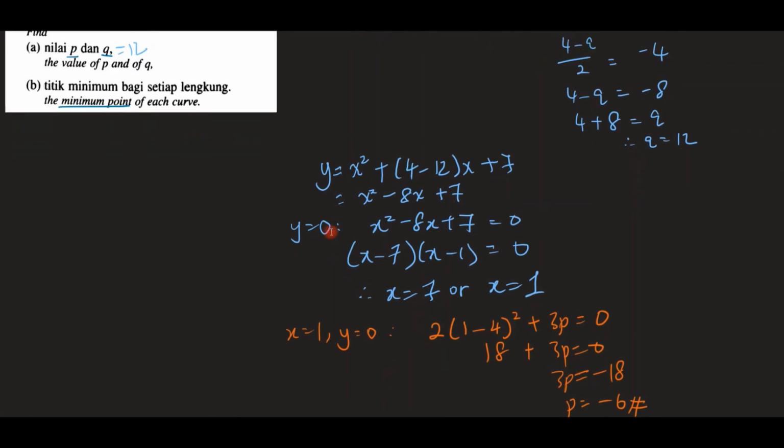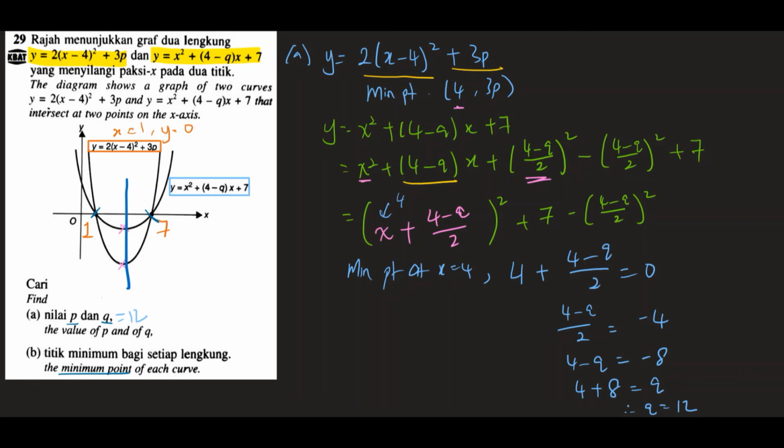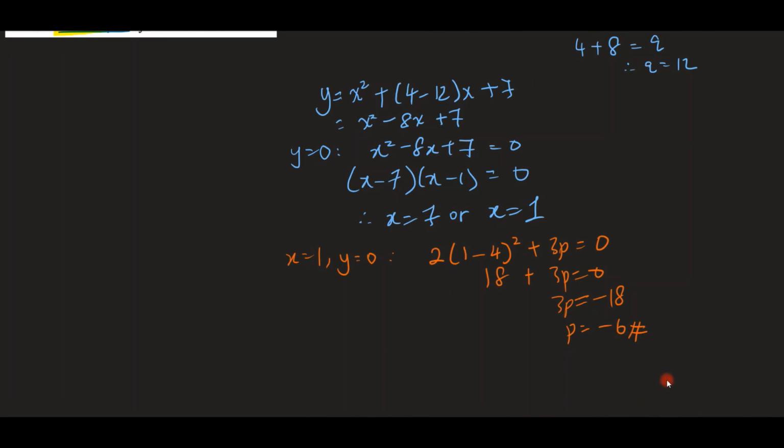Alright. So for part B, I need to find the minimum point for each curve, which is a lot simpler now that I know the minimum point already. I have completed the square and I know p and q, so it is easy to find the minimum point. In fact, here I know the minimum point is (4, 3p). I know p is negative 6. Correct? So for the first curve, the minimum point is (4, 3p), so 3p is negative 18. That's the first curve. Done.